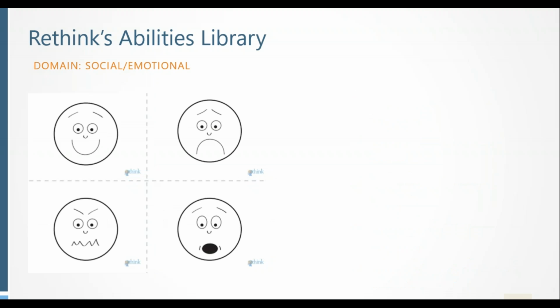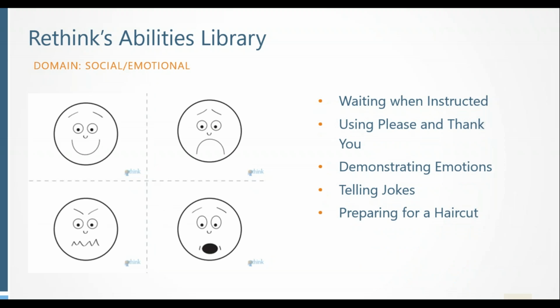The last domain is social emotional. Areas in social emotional are interacting with others and toleration. Some of the lessons you can find in Rethink are waiting when instructed, using please and thank you, demonstrating emotions, telling jokes, and preparing for a haircut.